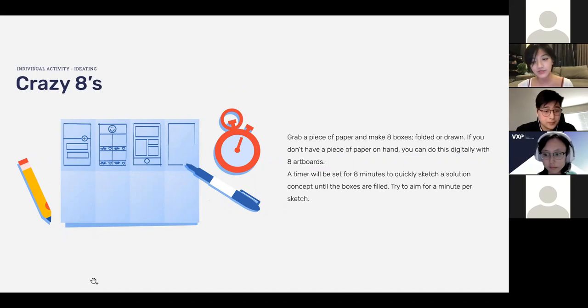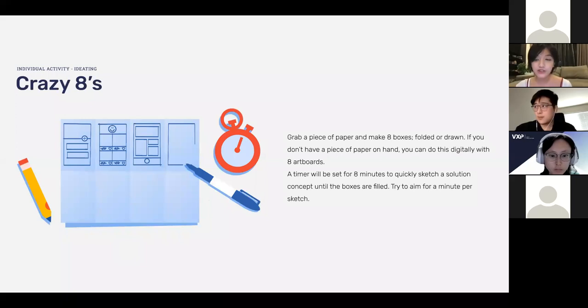We'll now do the Crazy Eights activity, which is way more fun when you do it with your team, I promise. But we cannot do that right now. So you will sketch basically 8 ideas, solutions, in 8 minutes. Each solution will take up 1 minute. Ideally, just draw 8 boxes or fold your paper into 8 boxes, whatever works for you.